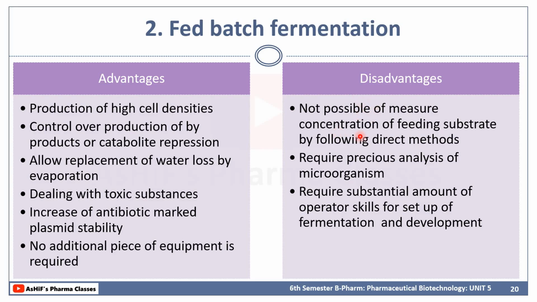And these are some of the disadvantages. It is not possible to measure the concentration of the feeding substrate by following the direct method, and it requires precise analysis of the microorganism to ensure exact growth of the microorganism. It requires a substantial amount of operator skill for setup of fermentation and development. Because based on the desired product, we may have to increase the concentration of the nutrient media, or sometimes we may have to decrease the concentration of the nutrient media. So basically the skill of the operator is very critical here to get the desired product.